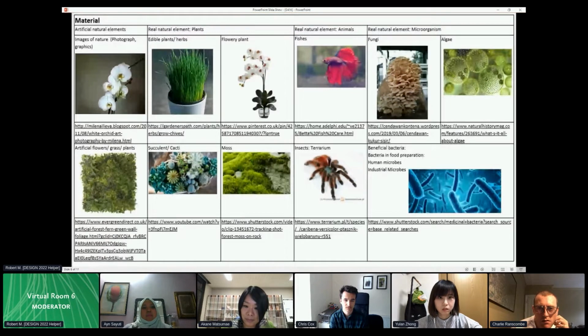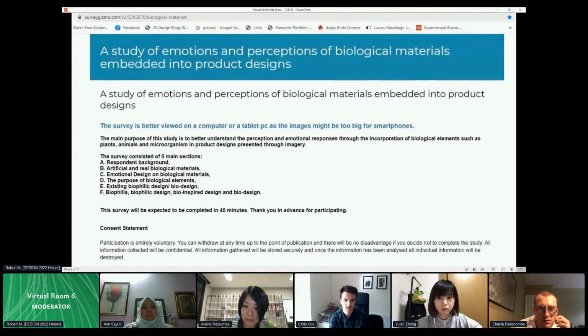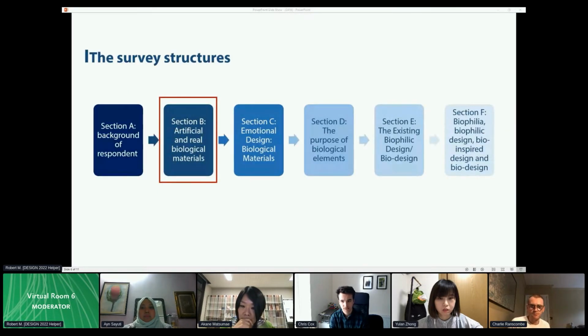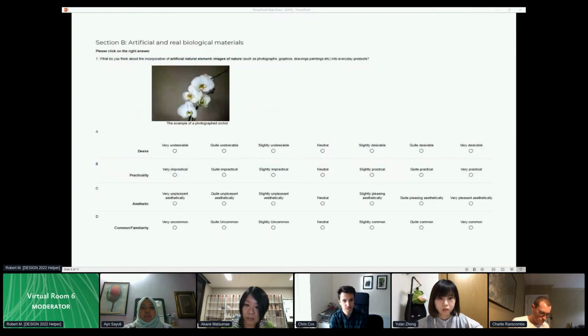This is the example of the survey that was designed using Survey Gizmo, which consists of 6 main sections. And for this paper, we only discuss section B, which focuses more on perception. This is the example of section B, in which questions on perceptions were asked to respondents based on desirability, practicality, aesthetic, and common familiarity.